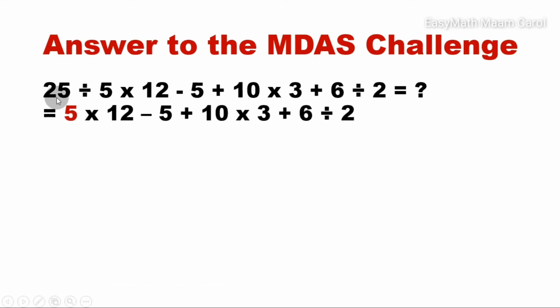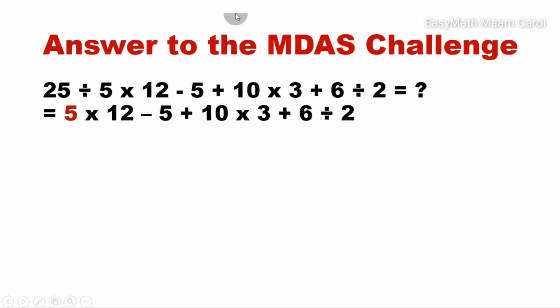So ang una nating sasagutin ay yung first two numbers, which is 25 divided by 5. Kasi according dun sa rule natin ng MDAS, unahin natin yung multiplication or division, whichever comes first from left to right. So, unahin natin yung 25 divided by 5, at ang answer doon ay 5 as indicated by the red number 5 here. So, inuna natin siya. So, to make everything simpler, iisa-isahin ko ulit.